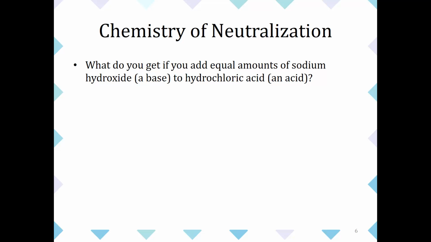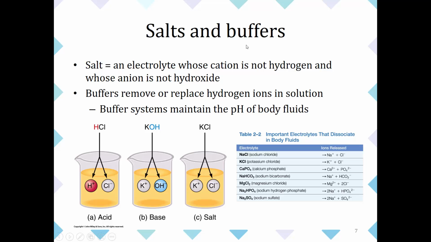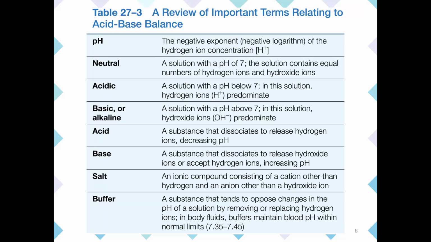Okay, so if you add a base to an acid and they're equal amounts, the H and the OH will form water. So that's the chemistry of neutralization. Here's the figure where I showed salts and buffers. We looked at this in the last lecture just now when we did electrolyte balance. Here's a table that's in your book that reviews some of these terms that we just used. This is table 27.3 in this chapter.